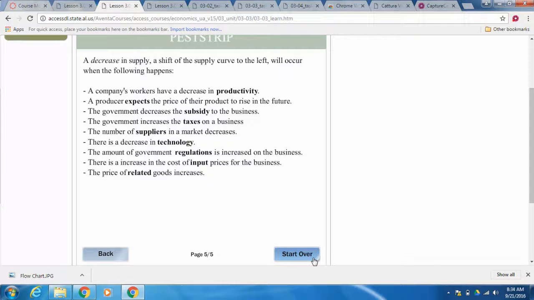There is a decrease in the supply or a shift to the left when one of the following happens. Companies' workers have a decrease in productivity. A producer expects the price of their product to rise in the future. The government decreases the subsidy to the business. The government increases the taxes on a business. The number of suppliers in a market decreases. There's a decrease in technology. The amount of government regulations is increased on the business. There's an increase in the cost of input prices for the business, and the price of related goods increases.